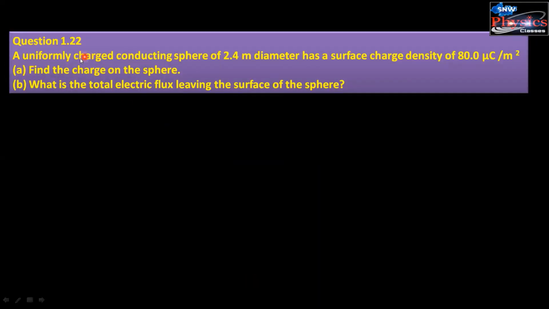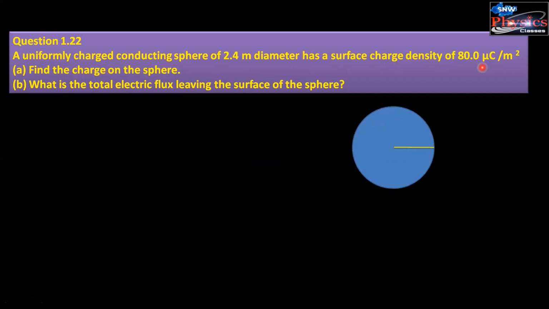Question number 1.22. A uniformly charged conducting sphere of 2.4 meter diameter has a surface charge density of 80.0 microcoulomb per meter square. Let us consider a sphere whose diameter is 2.4 meter, और radius हम लोग find out करेंगे तो 1.2 meter हो जाएगा. Then we have to find out the charge on the sphere. Also we have to find out the total electric flux leaving the surface of the sphere. ठीक है, let us see the solution here.